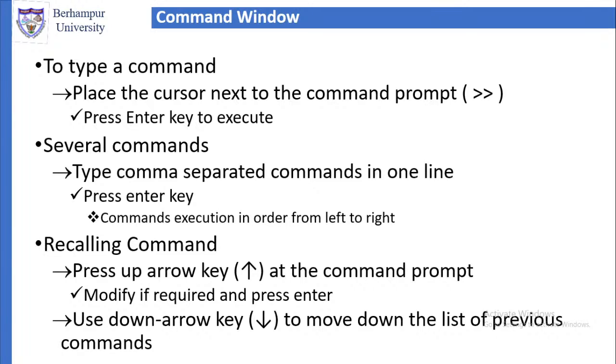In the command window, what we do is we type our command. To type a command, take the cursor. Almost the moment you open the command window, your cursor will be blinking near the command prompt. If it is not blinking there, then you move your mouse near the command prompt and click there. That is what is called placing the cursor next to the command prompt. Then you write whatever command you want to give there. So after this command prompt, write the command, then press the enter key. That command will be executed.